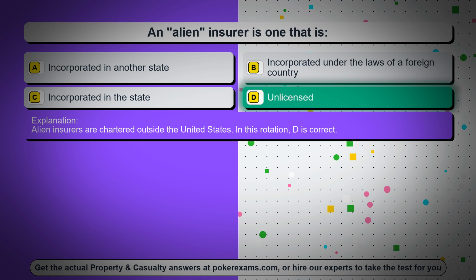Alien insurers are chartered outside the United States. In this rotation, D is correct.